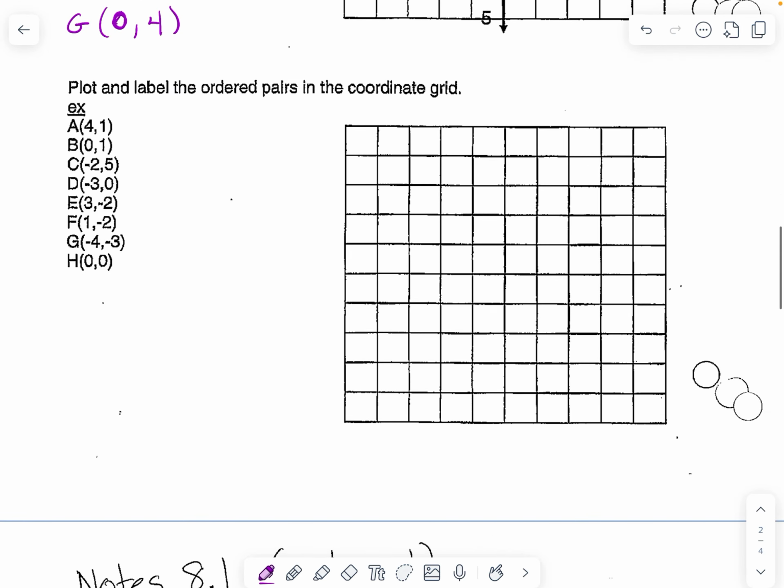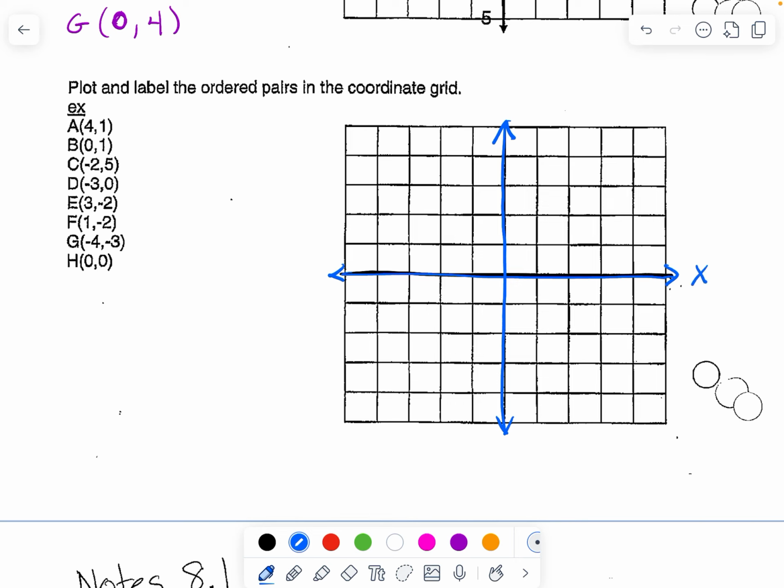Another thing we might ask you to do is plot and label ordered pairs. So the first thing we would need here, I don't see any X or Y axis. So again, you need those number lines. So we're going to draw those in and try to center those in the center of the graph here. I should have picked a different color, so let me pick a different color here. We're going to draw our X and Y axis in. So the left-right is your x-axis, your up-down is your y-axis.